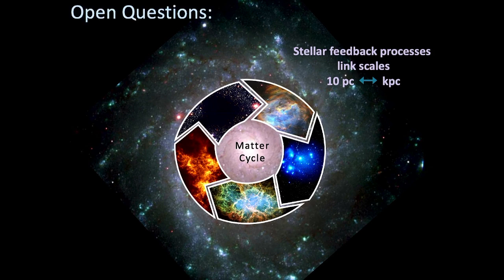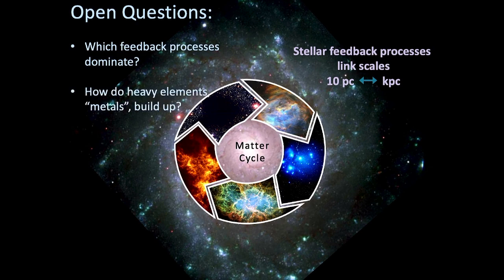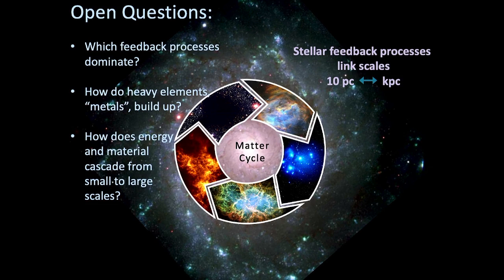So the open questions that I have been interested in studying are focused on which feedback processes are really dominating in this cycle and on what scales. How do the heavy elements or the metals build up within galaxies? And then how does that energy and material cascade from the small to the large scales, or from the large to the small scales perhaps?